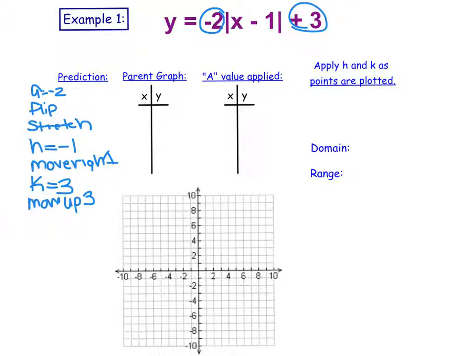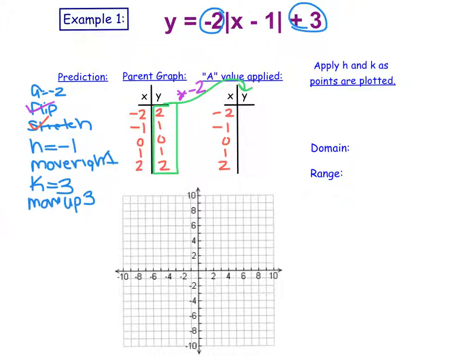So from here, now that I have an idea of what's going to happen, I'm going to start with my parent graph. So that goes -2, -1, 0, 1, 2, and then the y values are 2, 1, 0, 1, 2. And what I'm going to do here is apply my a value to the y values. So I'm going to leave the x values alone. Those stay the same. My y values are all going to be multiplied by a -2. And what that's going to do is take care of the flip and the stretch all in one fell swoop.